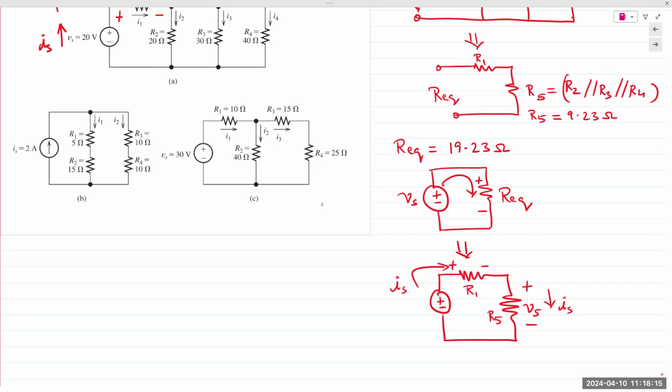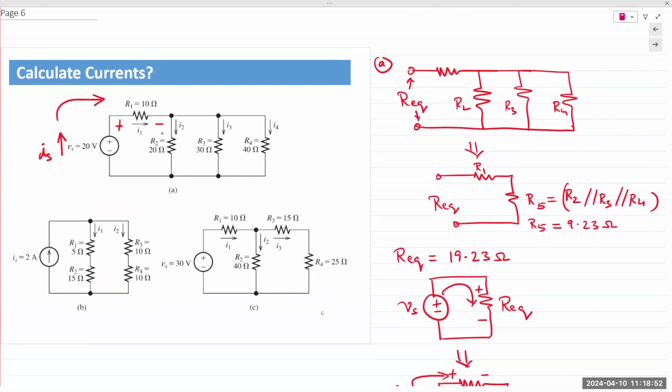So once you reduce it down to REQ, you apply Ohm's law, you find the third quantity. In this case, the third quantity is the current IS, because we have V, we have R. We find I. That I is flowing through the entire circuit. So we expand it one step again, find VR1 or V1, then find V5. V5 is simply IS times R5. And then V5 is across the parallel combination of R2, R3, and R4.